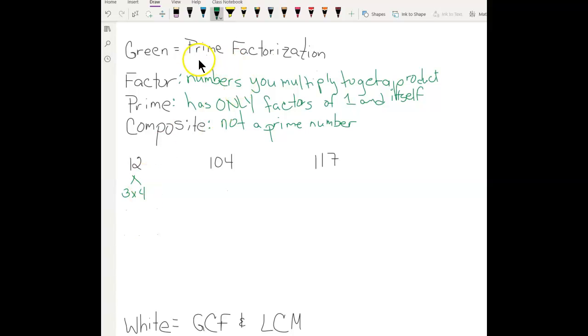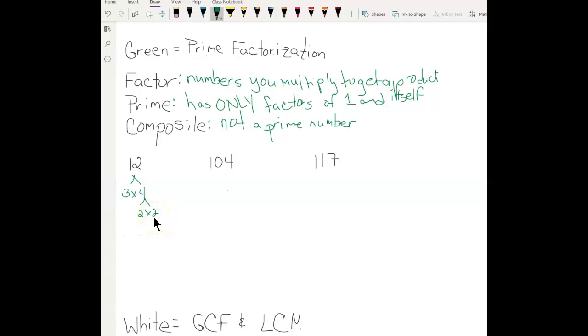But when they want prime factorization, that means that they want this big long line of only prime numbers. 4 is not a prime number. So we have to break it down. What times what is 4? 2 times 2 is 4. Well, those are both prime numbers. So now we've got 3 times 2 times 2.